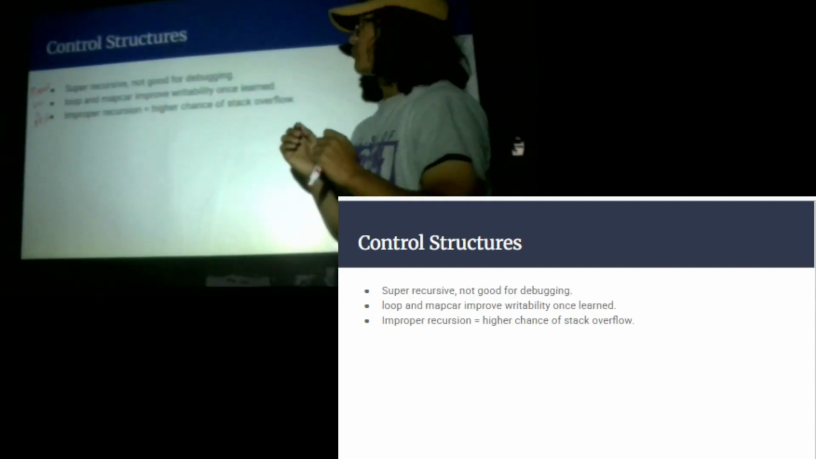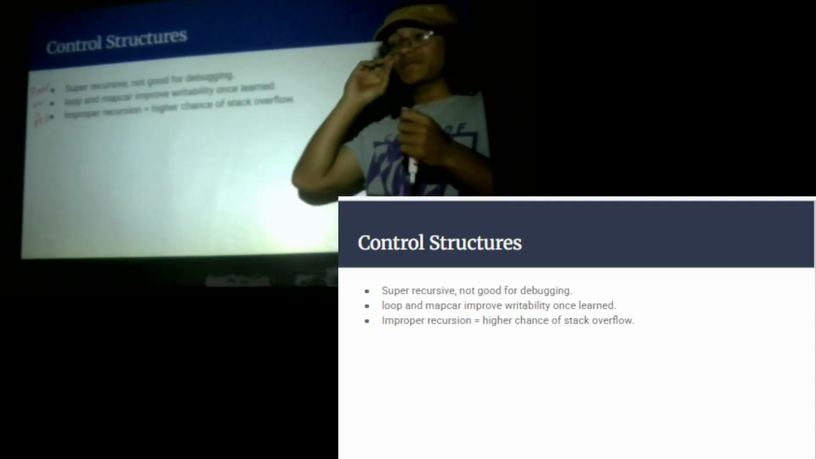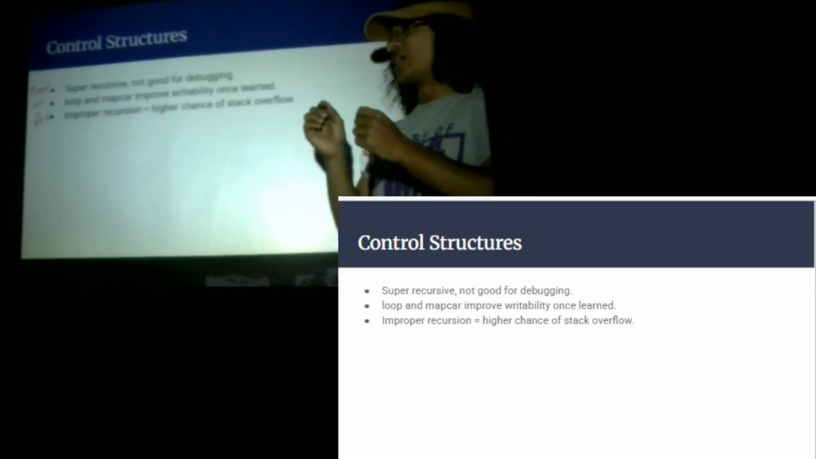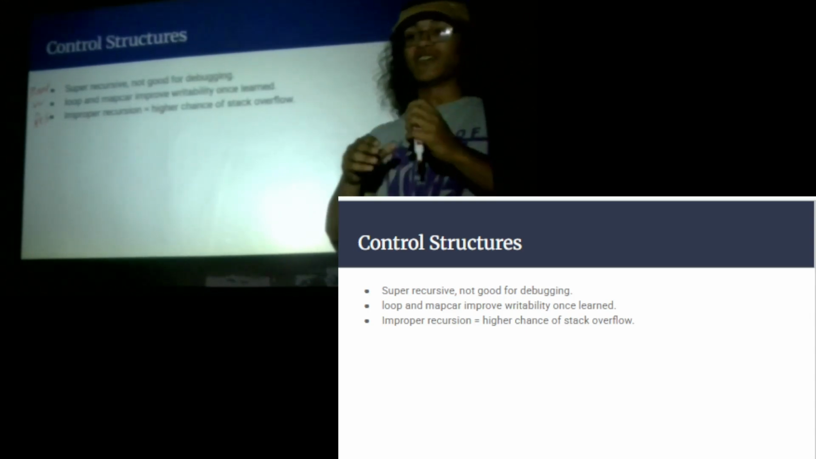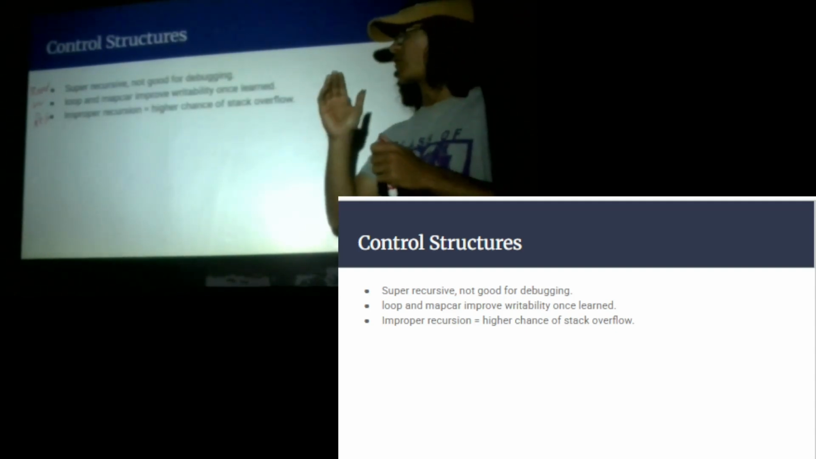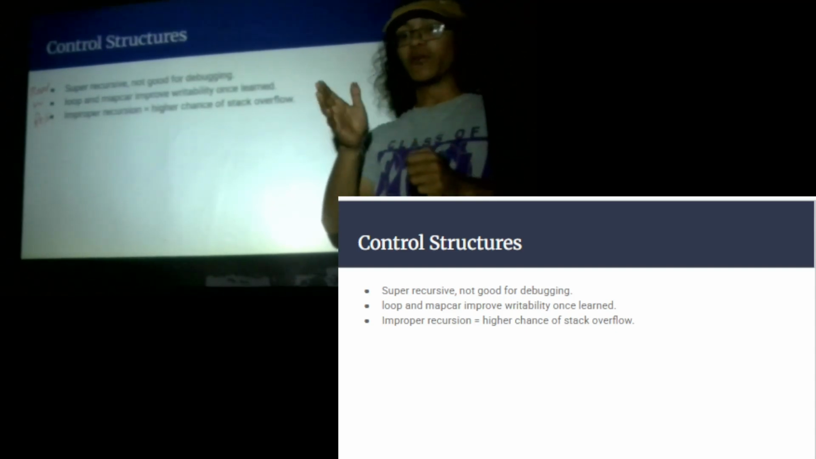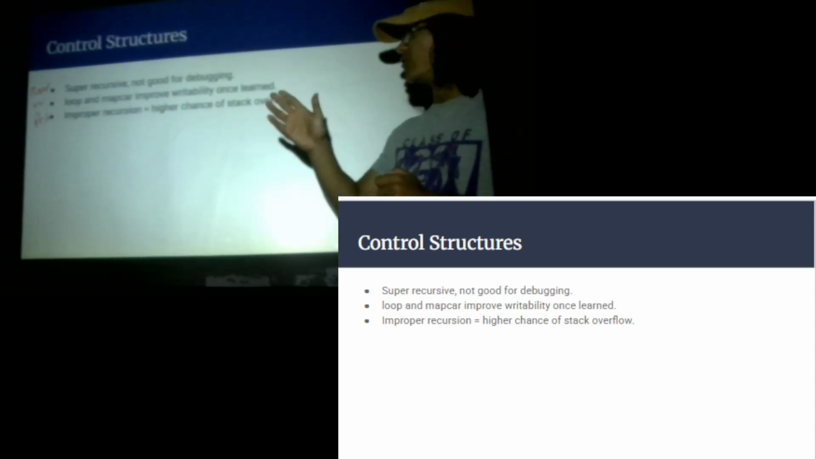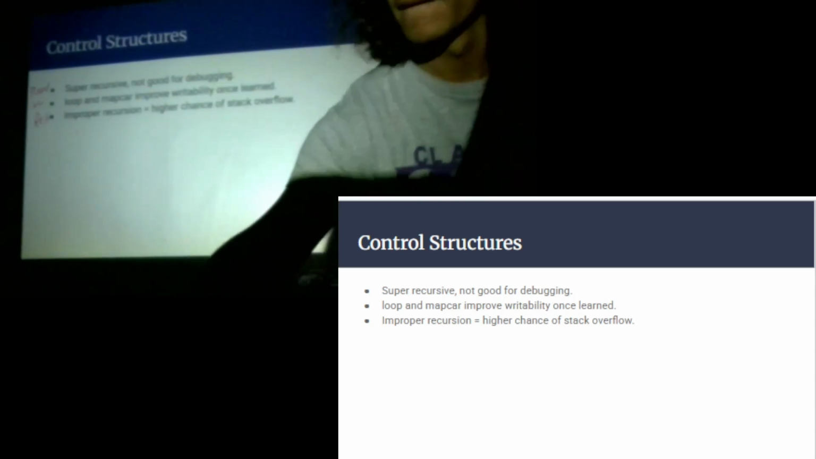So with control structures, they're super recursive, which is not good for debugging because you have parentheses on parentheses. It's very hard to read, and it's very easy to get caught up in this mess. But when it comes to loop and mapcar functions, those improve writability once you learn them because they enhance a lot of your programming. And when it comes to recursion, again, if it's improper, you have a higher chance of a stack overflow, which is not good.